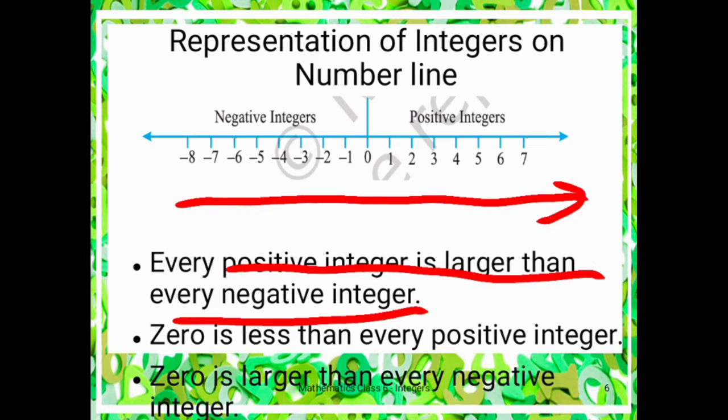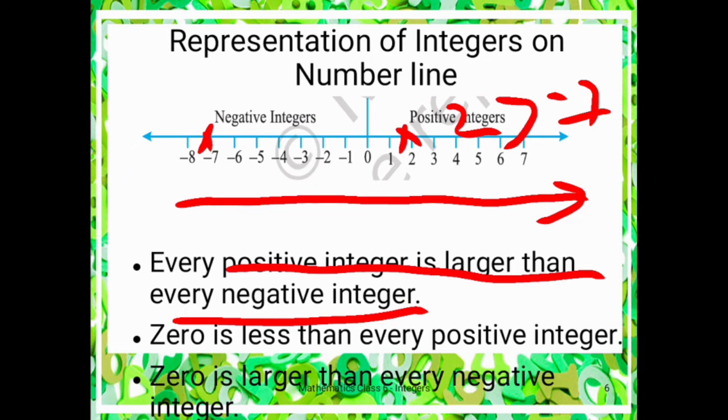So we have, say, -7 and 2. We have two numbers, -7 and 2. Which is the larger number? 2 is larger than -7. If we are not taking the sign, then we know that 7 is larger than 2. But if you put a negative sign, we know that 2 is larger than -7. So every positive integer is larger than every negative integer.